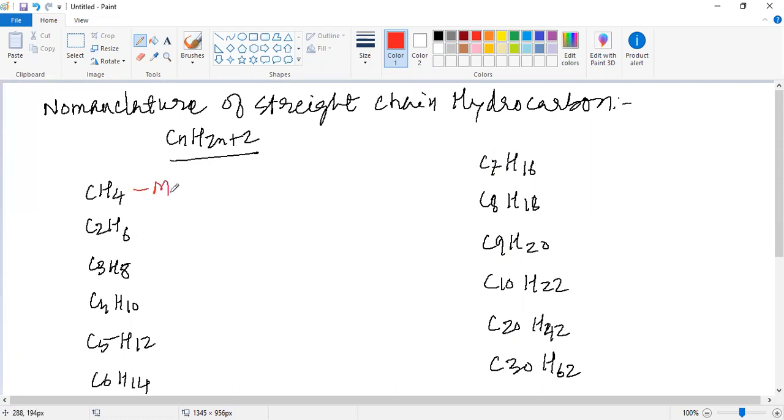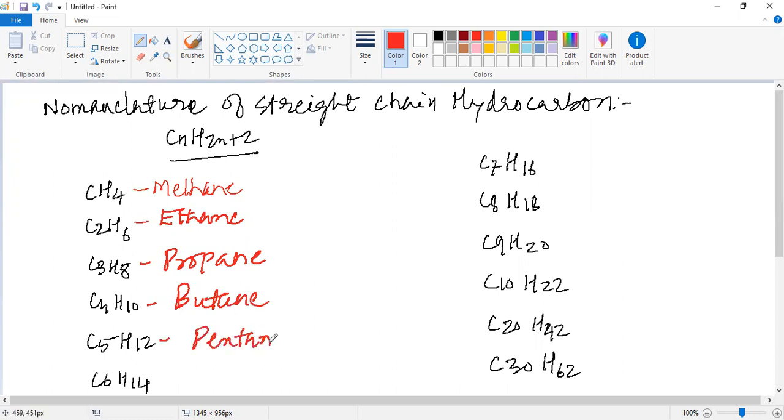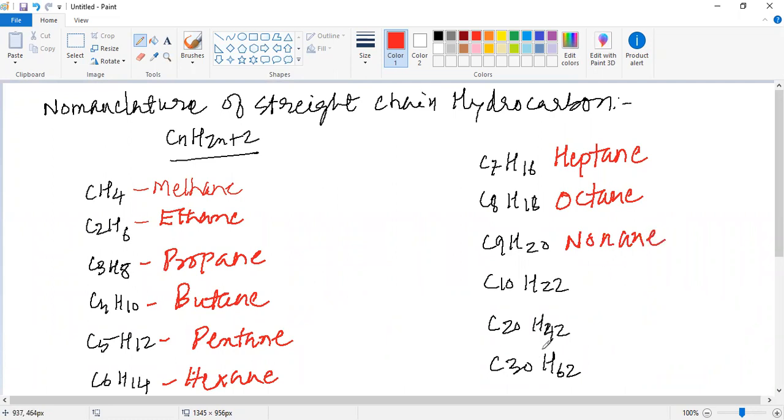Let me write the names for these compounds, my dear students. This is methane. Then we have ethane, propane, butane, pentane, hexane, heptane, octane, nonane, decane, icosane, and triacontane.